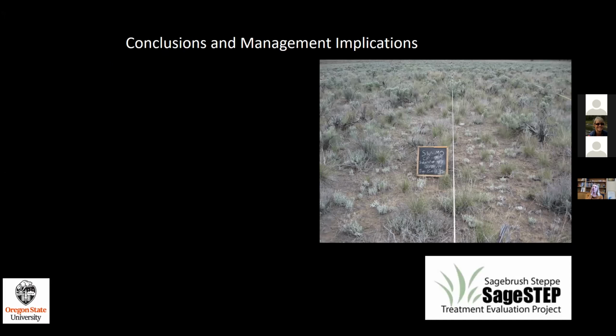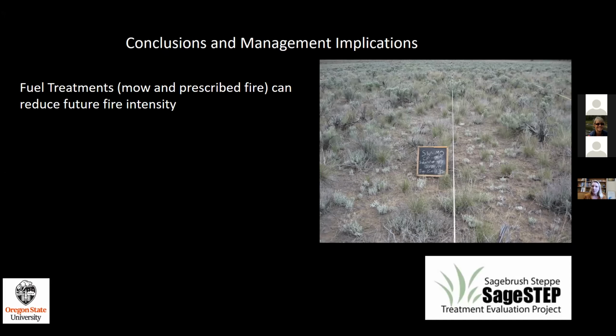So what does that mean? I think that we've shown that the mow treatment and the prescribed fire treatment can reduce future fire intensity when looked at from a fire behavior modeling perspective. But we want to acknowledge that there might be a significant trade-off. In some of the talks that you'll hear today, some of my colleagues will talk about the invasive grass response in some of these treatment plots.